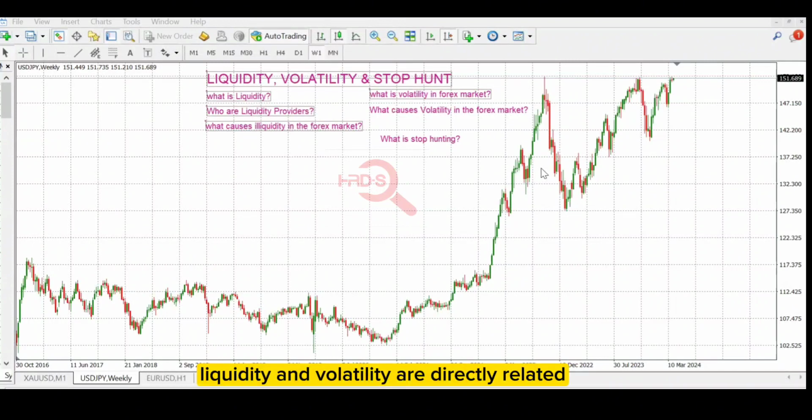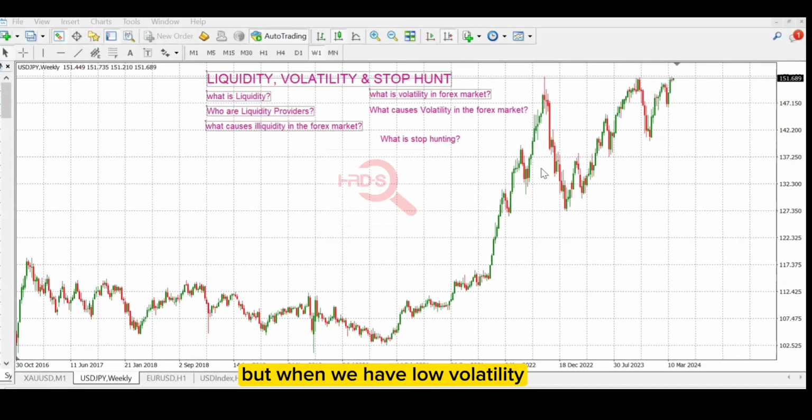Liquidity and volatility are directly related. Low liquidity will lead to high volatility. High liquidity will lead to what? Low volatility. And when there is low volatility, currencies do not fluctuate. We'll have a stable price movement and a risk-free investment opportunity.